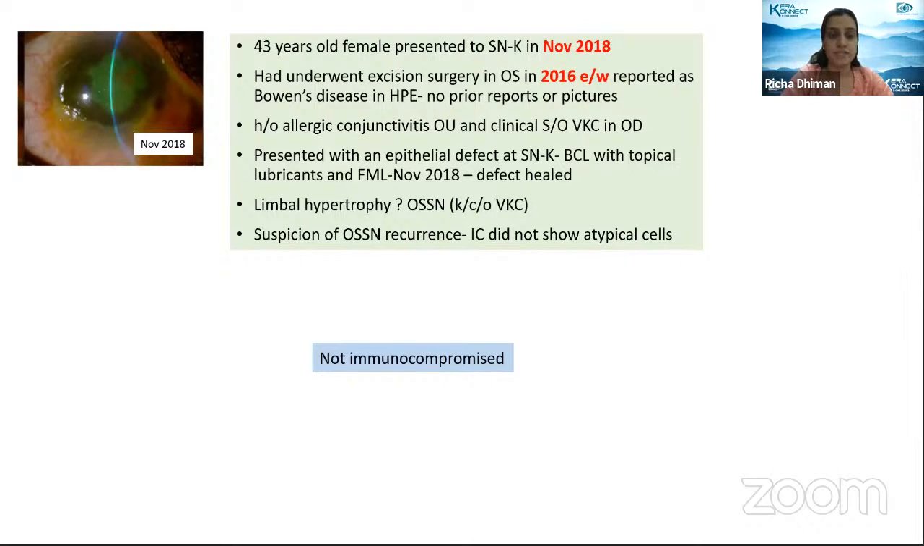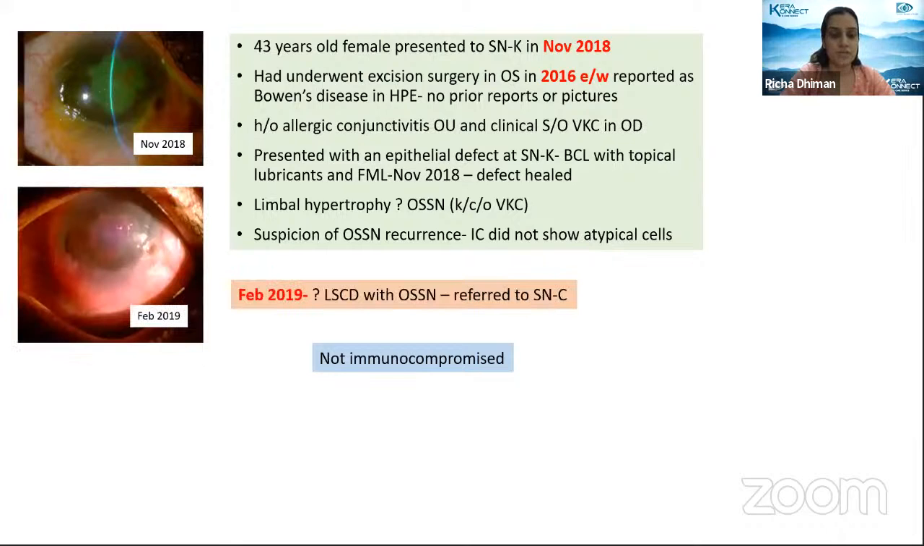This time she presented with an epithelial defect, which was managed with BCL, topical lubricants and FML, and the defect healed. But there was a suspicious limbal hypertrophy, as seen in the picture, from 4 o'clock to 10 o'clock position. With the suspicion of OSSN recurrence, we did impression cytology, which did not show any atypical cells. She was not an immunocompromised patient. The patient was kept on follow-up.